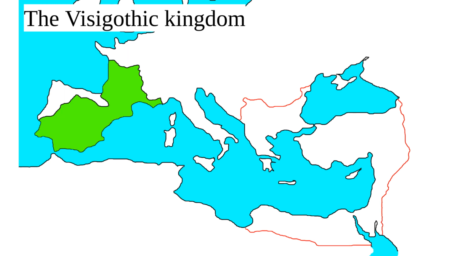The Visigothic kingdom. The Visigoths gained control of Hispania as a reward from Emperor Avitus, since they helped him to gain control of the empire in 455.